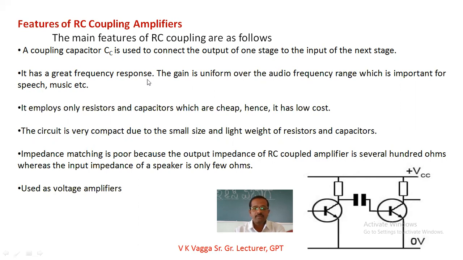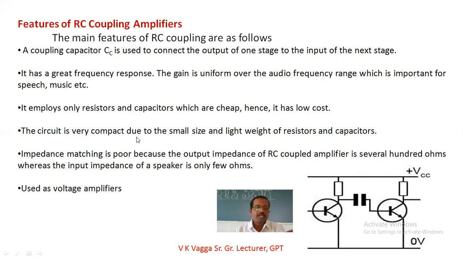response. So already you know that the capacitor will allow only the AC signal to pass and it is going to block the DC. For that purpose, it has a great frequency response. So the gain is uniform over the audio frequency range, which is important for speech, music, etc. So it is mainly used to couple audio amplifiers here, and it employs only resistors and capacitors, which are cheap and of low cost here.